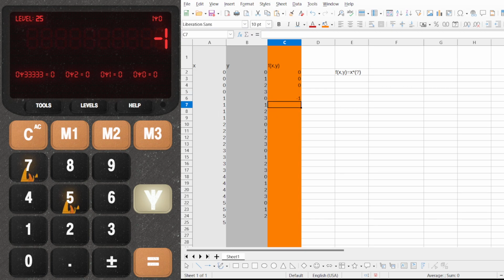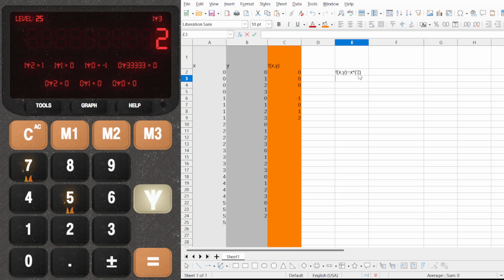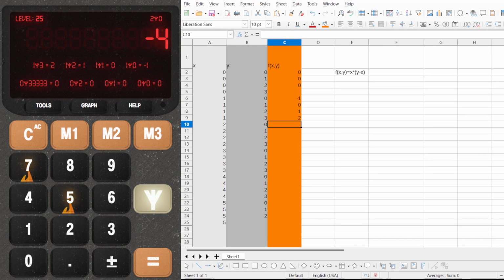All right. What about 1 and 1? 0. This seems like an abstract function for now. The assumption is that this is going to continue like this: 1, 2 is 1, 1, 3 is 2. So the assumption is x times y minus x. If that assumption is correct, then inputting 2, 0 should equal minus 4. Okay, yeah, that's the correct one.